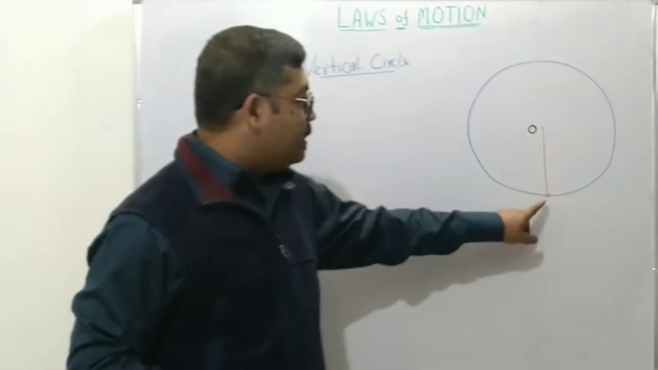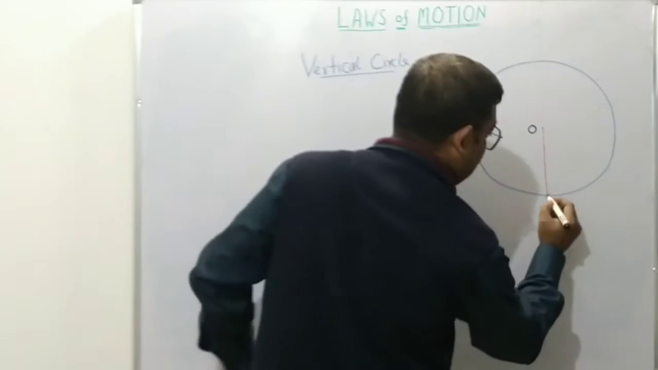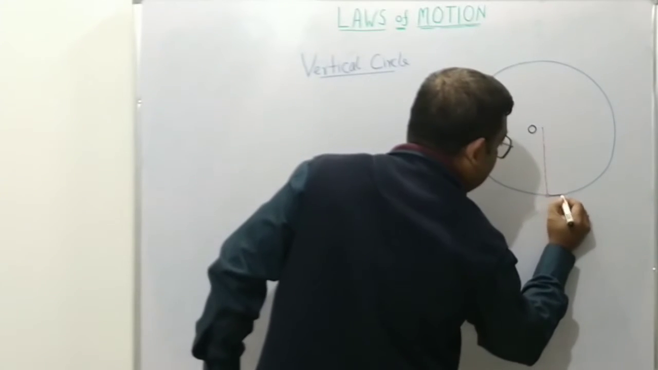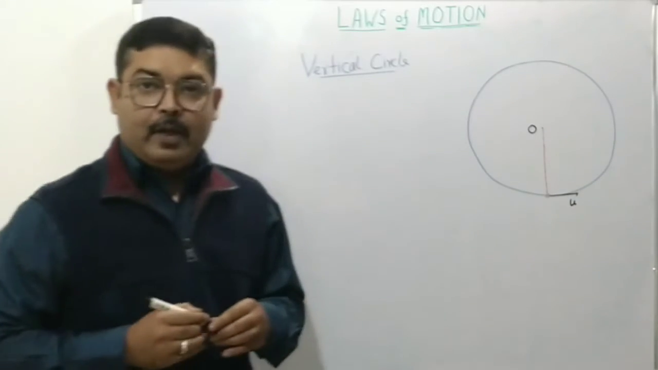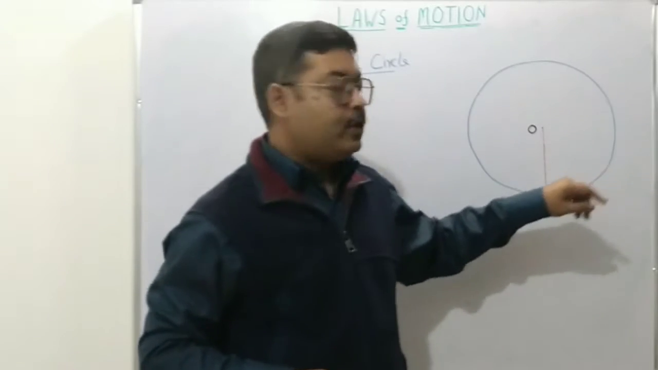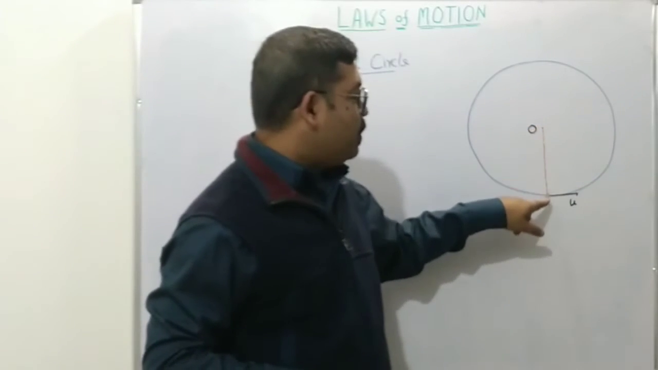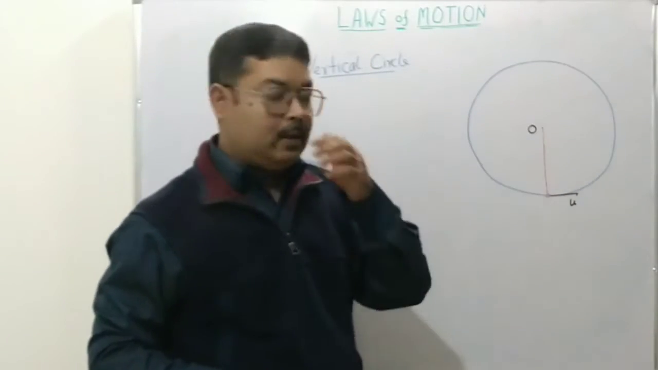Now it is given a certain velocity at the lowest point of its spinning, and let's call this velocity u. Because of this velocity given, the particle will move in the counterclockwise direction, right? And because it is tied to the string, it will start traversing a circular path.